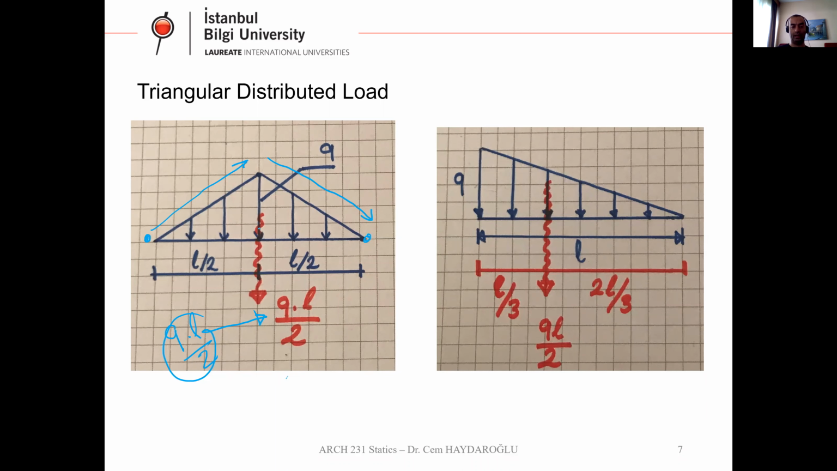This is a symmetrical triangle, as you can see. At the left and right hand sides, I have the same loads. So the magnitude is QL over 2. Where is the location? If this is a symmetrical triangle, the midpoint of this triangle is my concentrated load location, actually. So this is easy to understand. Any question for this symmetrical triangle?